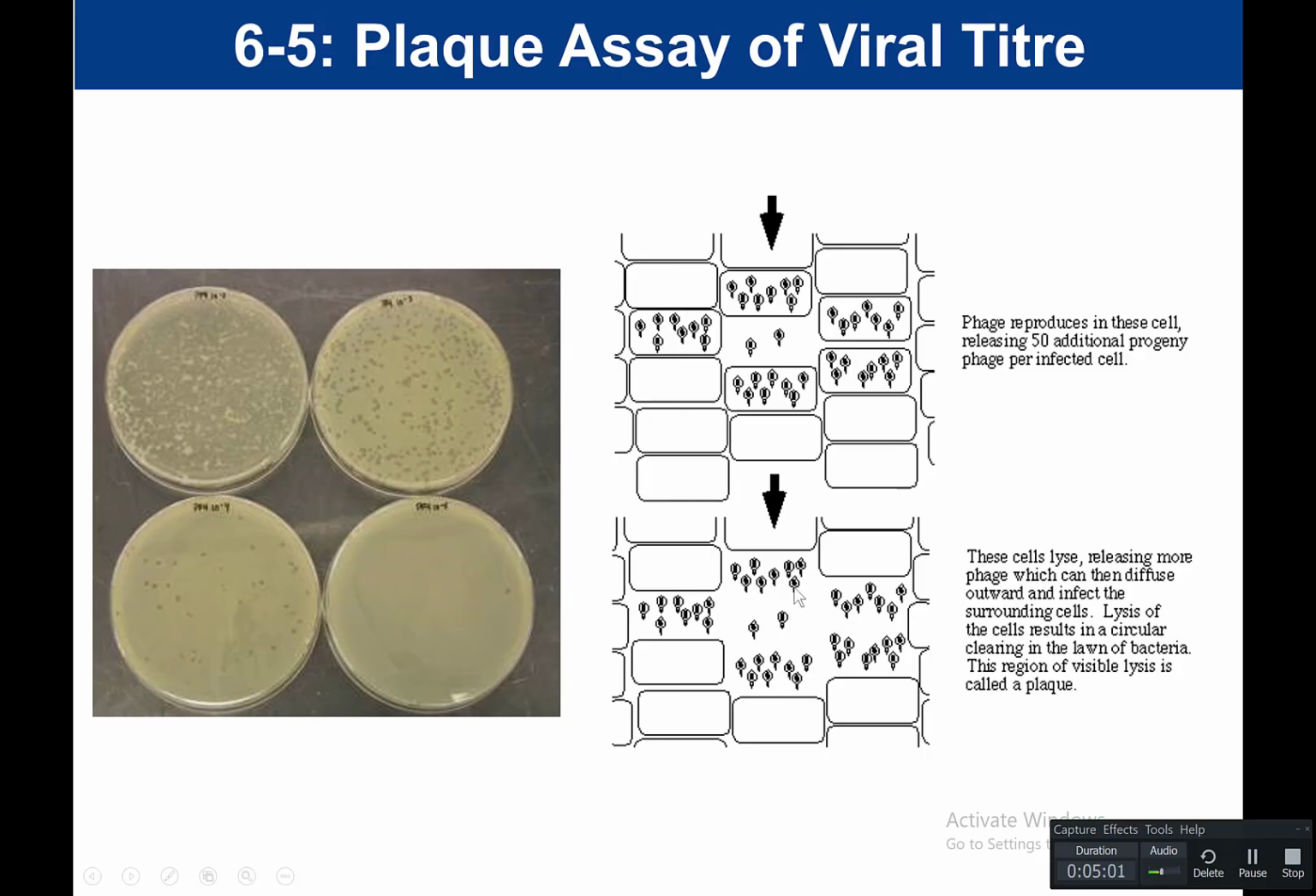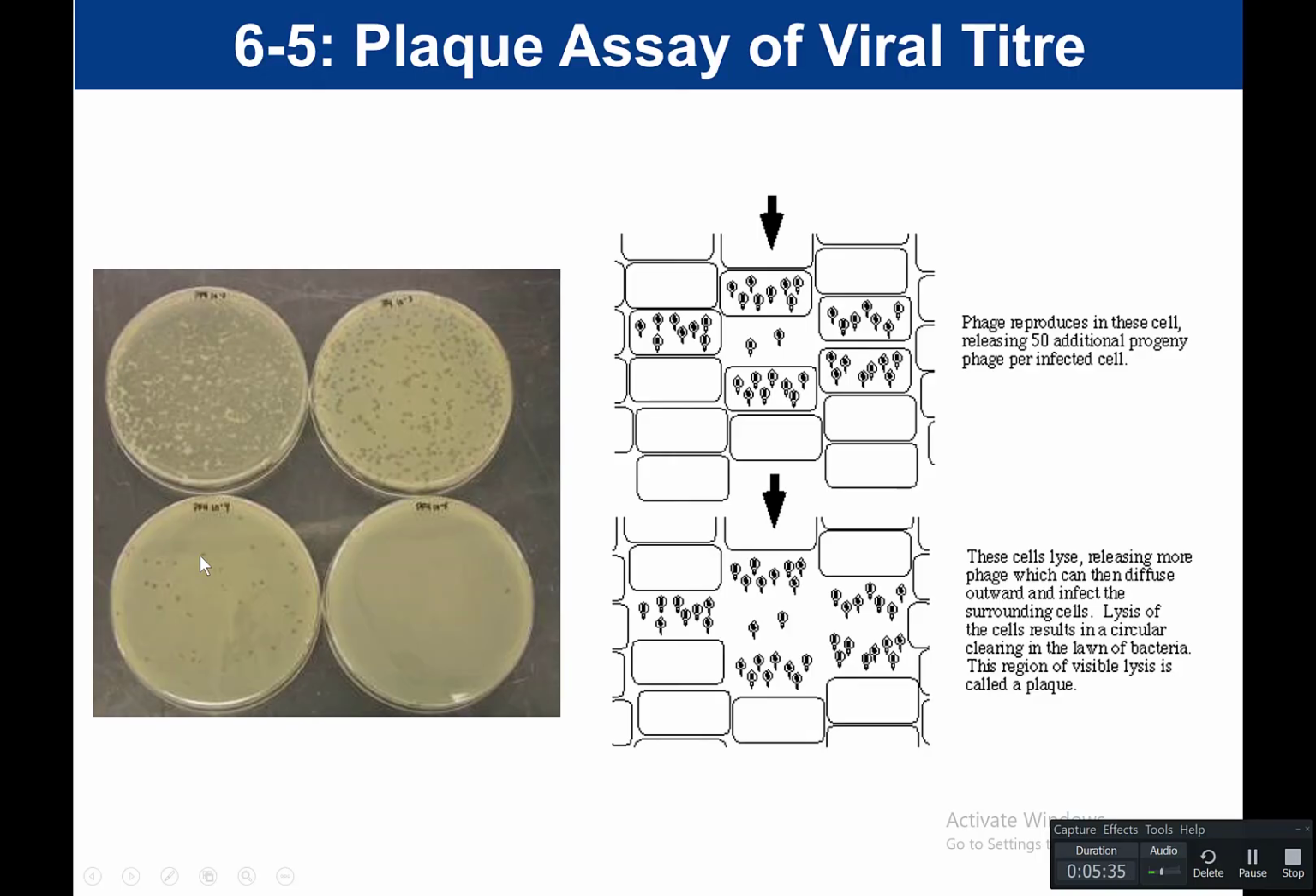And that's because each plaque, so if you look at this plate, this haziness is the bacteria. Each of these little clear zones represents one initial virus that's on this plate. And that one initial virus that's on that plate infected one bacterial cell, and it replicated and it caused cell death to other bacterial cells around it until we get these plaques, these clear zones.